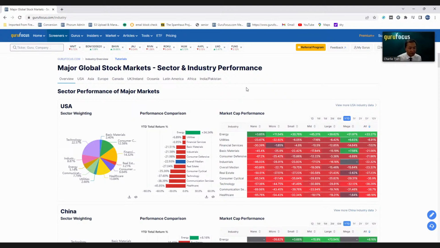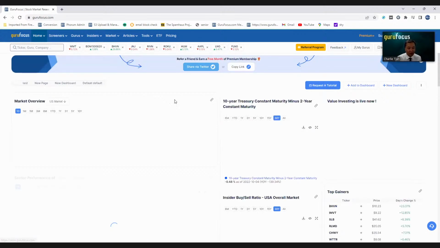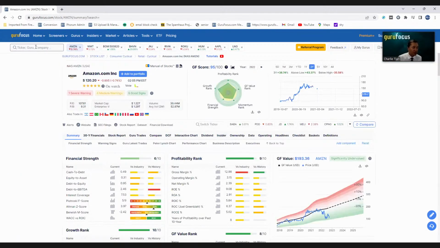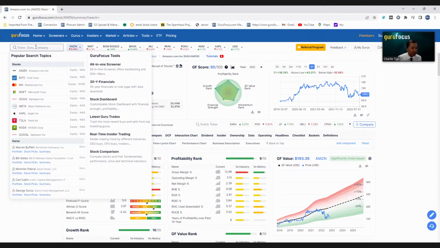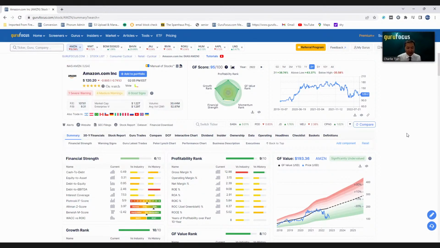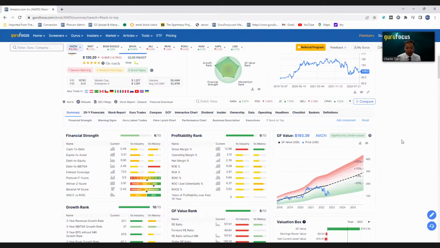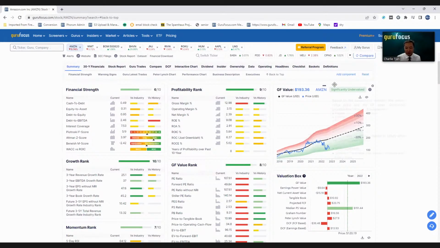And now, let's go to the individual company page. If I come to the home page, we come to any company. Just for instance, Amazon. As you know, you can always search for any company here. And as we come to the page of Amazon, our GF Value will show you that Amazon is undervalued.